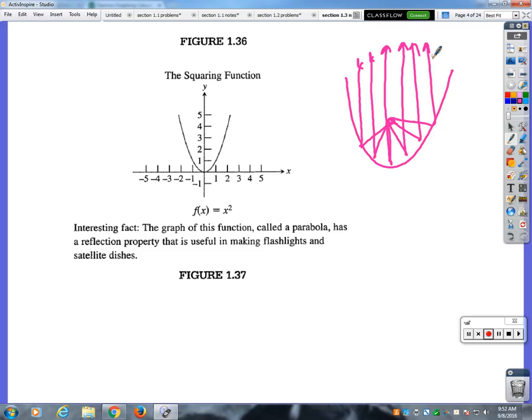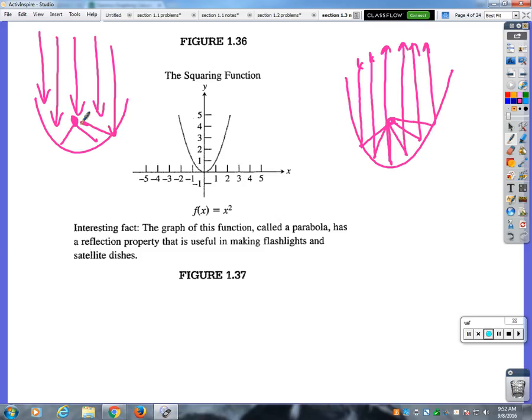The opposite is true for satellite dishes. If you have a satellite dish, they put the little signal receiver right here, and then all of the signals come in from outer space, hit this parabolic dish, and bounce right into that focus point. And then, I don't know, little tiny men run around and turn that into a TV picture somehow in your house. I don't know how that part works.